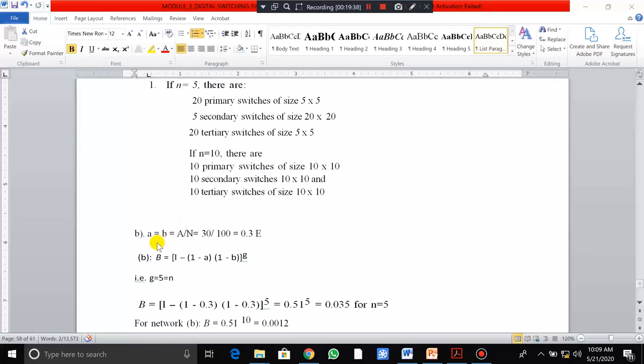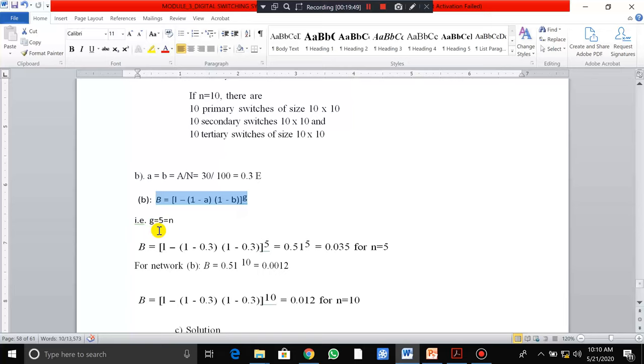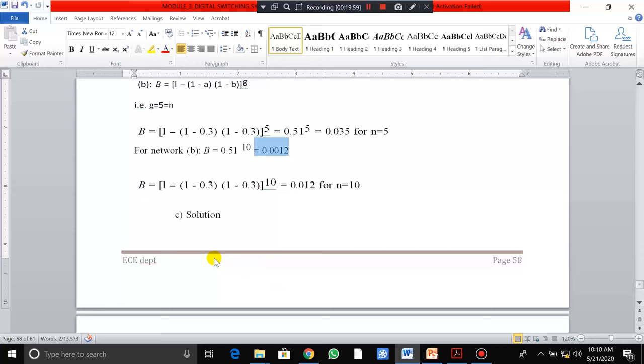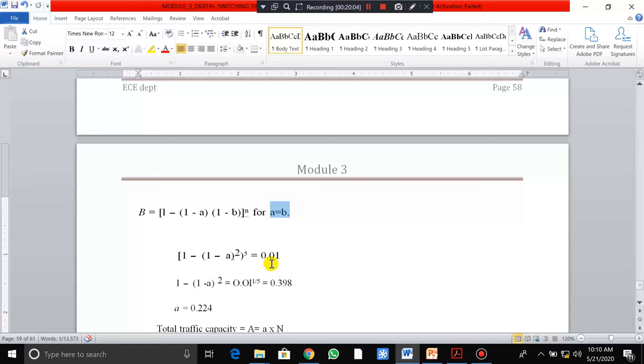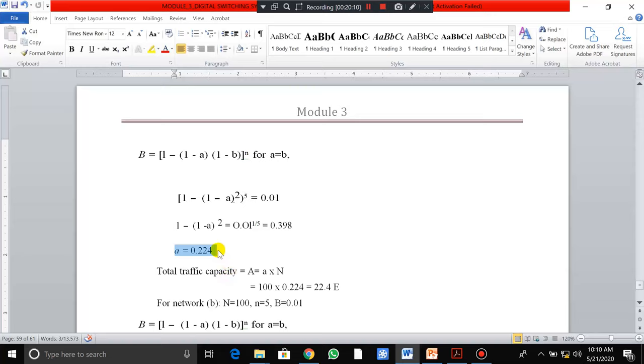When A is equal to B is equal to A by N, we have 0.3 Erlangs, and we use the formula we discussed in the previous section, that is the grade of service, where G is equal to 5, which is also equal to N. If you simplify, you get an answer of 0.0012 for the network, that is capital B. So for the solution, if you use this formula, when A is equal to B, the total traffic is equal to 0.224 Erlangs. The total traffic is A into N, so N is 100, and with 0.0224, the total traffic is 22.4 Erlangs.